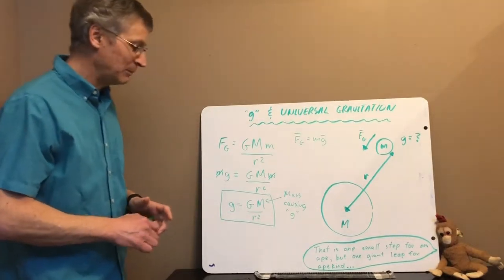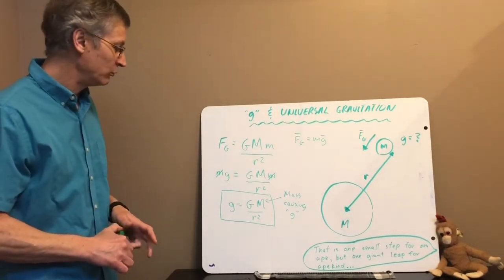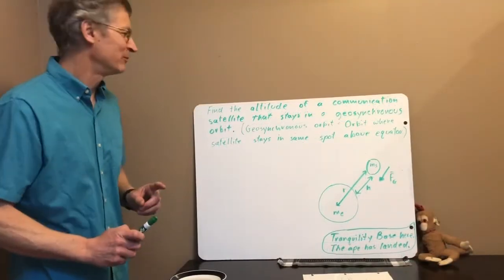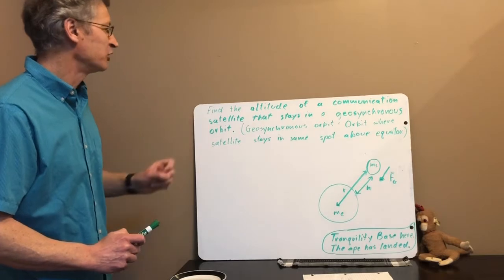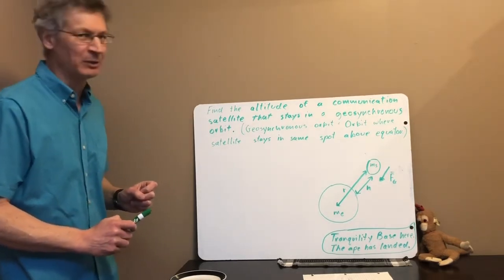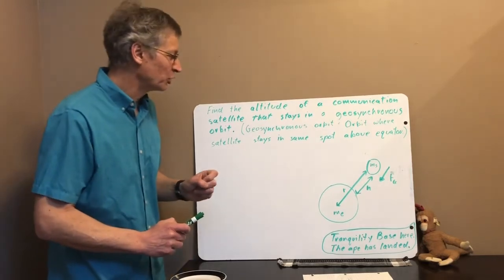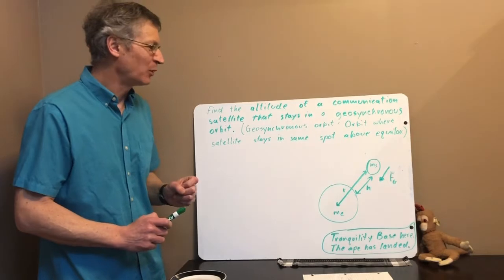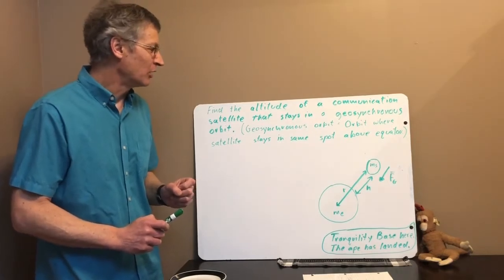All right, we will be back in just a second, and we will do an example problem to take a look at. Find the altitude of a communication satellite that stays in a geosynchronous orbit. And a geosynchronous orbit is one where the satellite stays in the same spot above the equator.